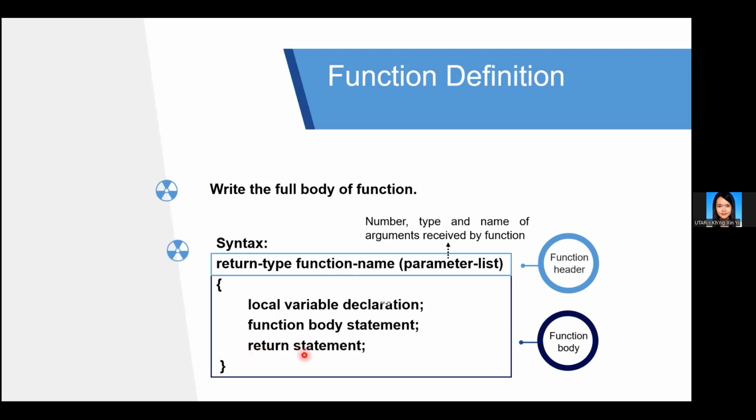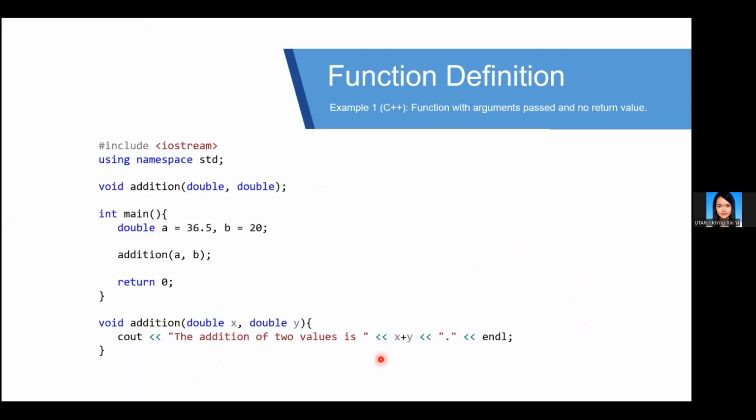And then the last one is the return statement. Remember, if the function is a void function, it won't return anything, so you can remove this return statement. But if the function is a value returning function, then of course you have to include the return statement. So for function definition, don't forget to include the function header and the function body. Then we move on to the first example. I'm going to discuss four examples to show you how to define a function correctly.